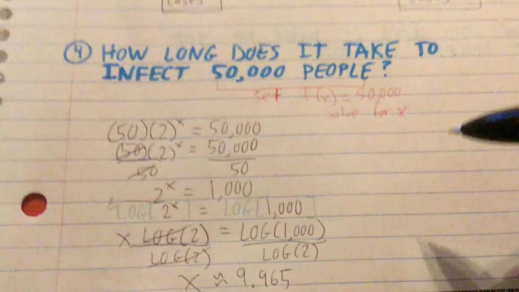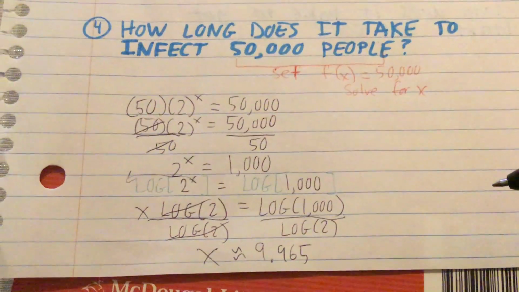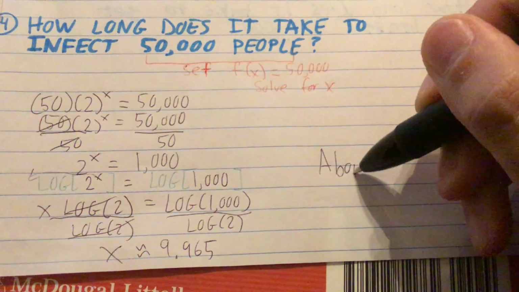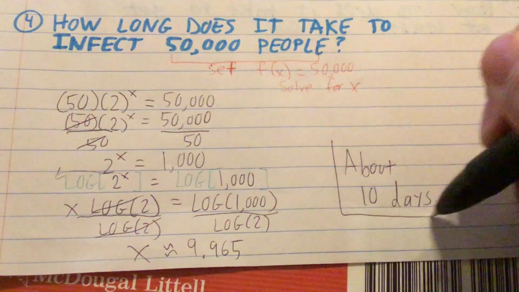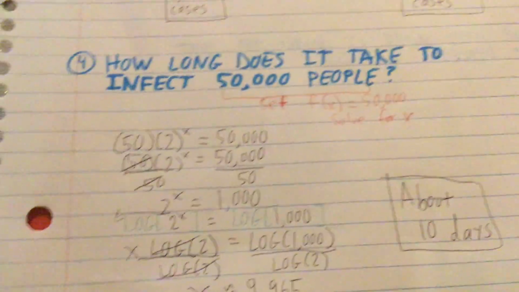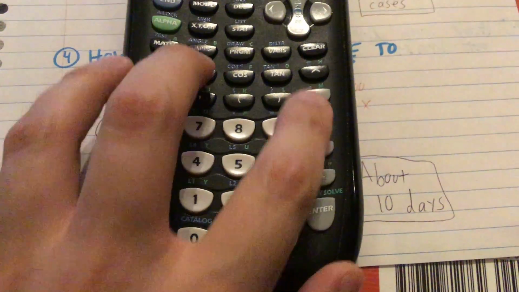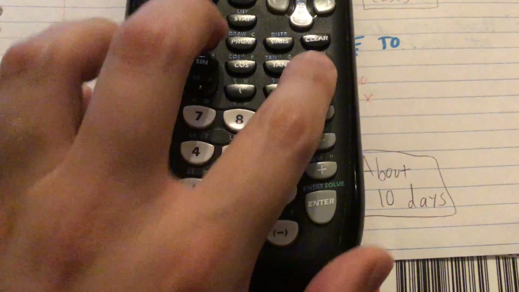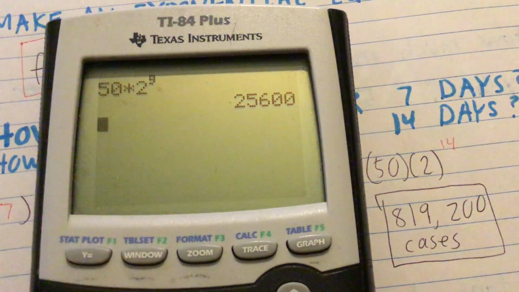So let's think about this logically. About how many days is it going to take to infect 50,000 people? About 10 days. And we can check our work by plugging in 50 times 2 to the 9th. That's going to be 25,600.